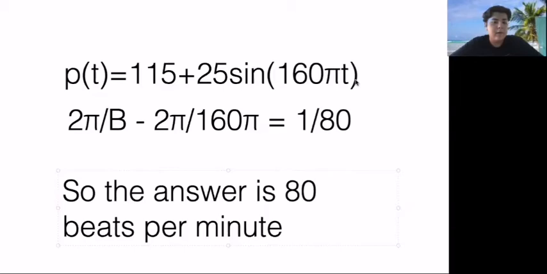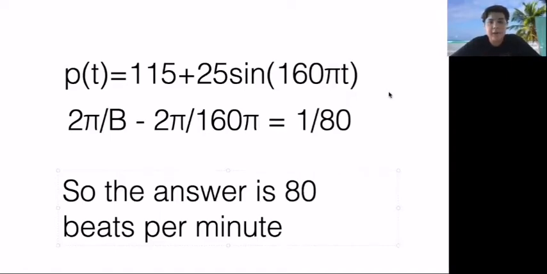We have P(t) equals 150 plus 25 sin(160 pi t). This is our formula. We're going to change it, and that gives us 2 pi divided by b. That is your second option, 2 pi divided by 160 pi, which equals 1 divided by 80. And that is your last answer.